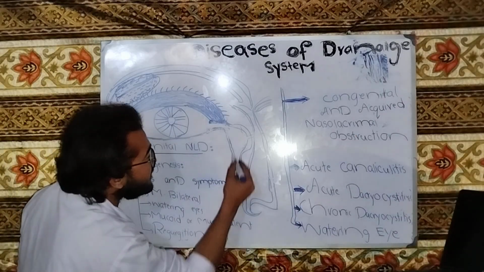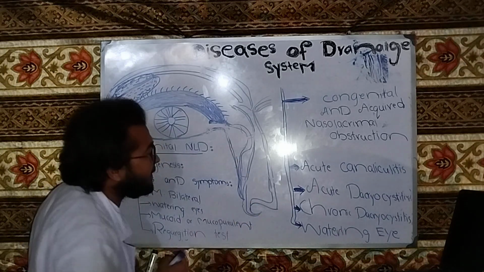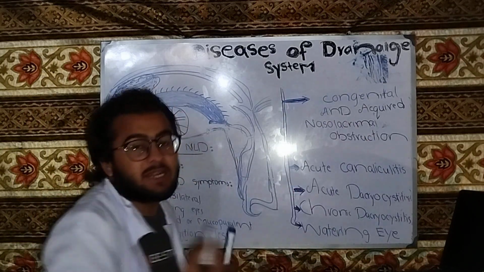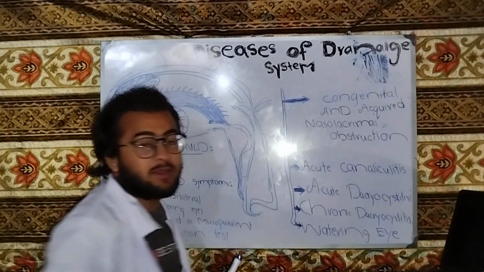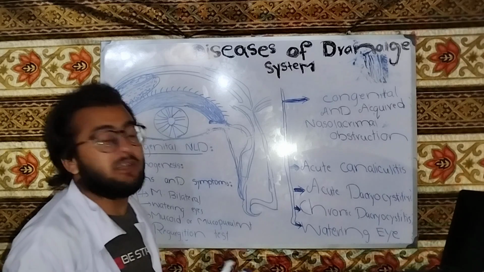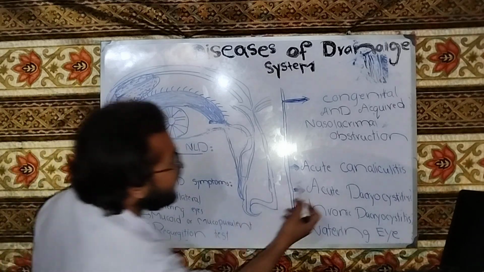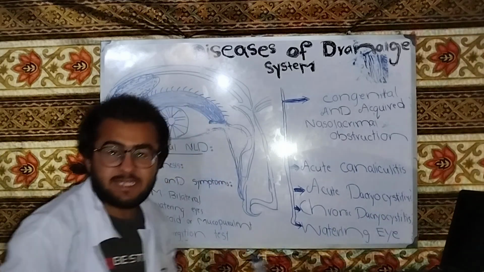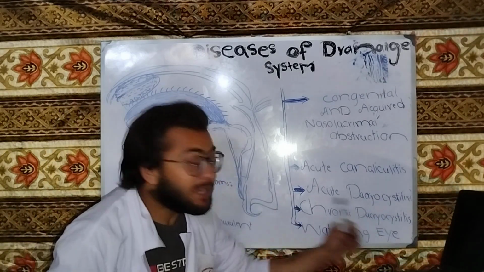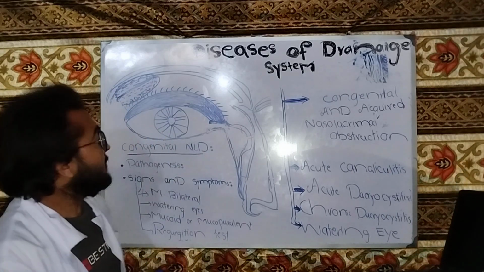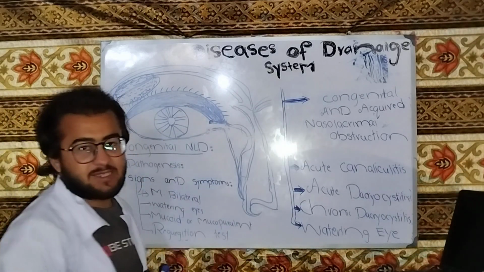As we discussed previously, this is the nasolacrimal duct. So when there is obstruction, this can be congenital and this can be acquired nasolacrimal duct obstruction, which is called shortly NLD. Okay. The second one is acute canaliculitis. The third one is acute dacryocystitis, chronic dacryocystitis, and watering eye. These are the different diseases of the drainage system.